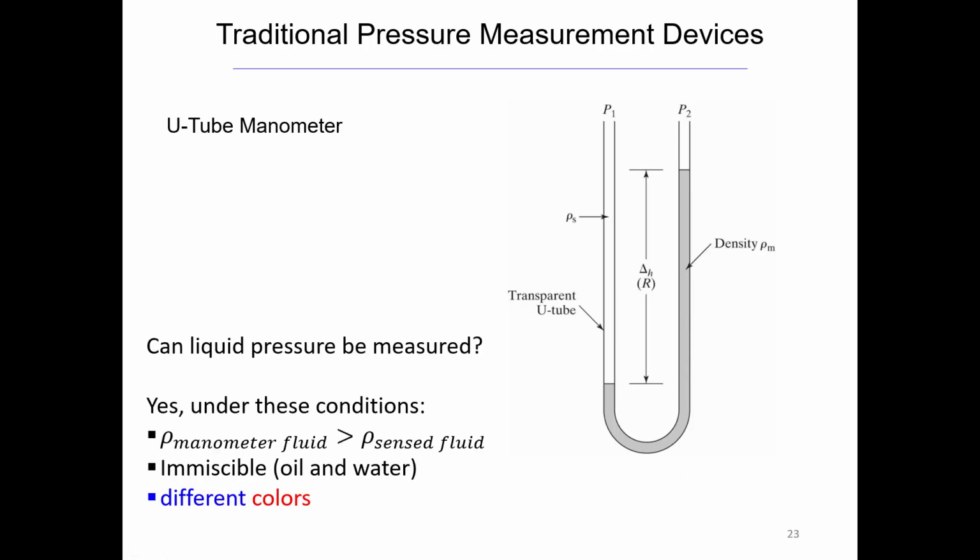So like I said, a liquid can be measured, but there are certain conditions. First, the manometer fluid needs to be more dense than the sensed fluid. It needs to be immiscible, so they're not going to mix, right? We need to have this boundary here. So oil and water would be an example of two liquids that could be used. And they need to be different colors too. You need to be able to see where one ends and the other begins.